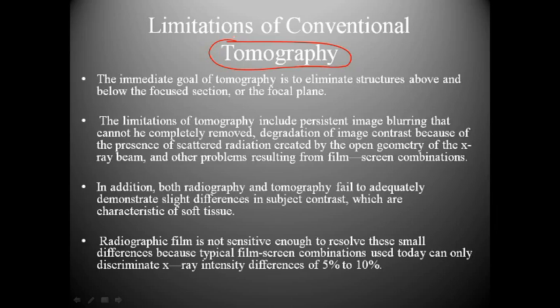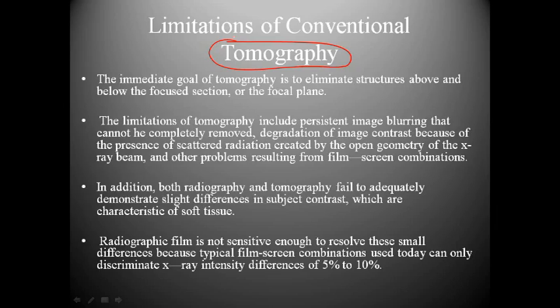The limitations of tomography, though, include persistent image blurring that cannot be completely removed. So no matter how hard you try, there's always going to be some degrading image blurring. Degradation of image contrast because of the presence of scattered radiation created by the open geometry of the X-ray beam, and other problems resulting from film screen combinations. So while tomography did have benefits, it did have a lot of limitations as well.